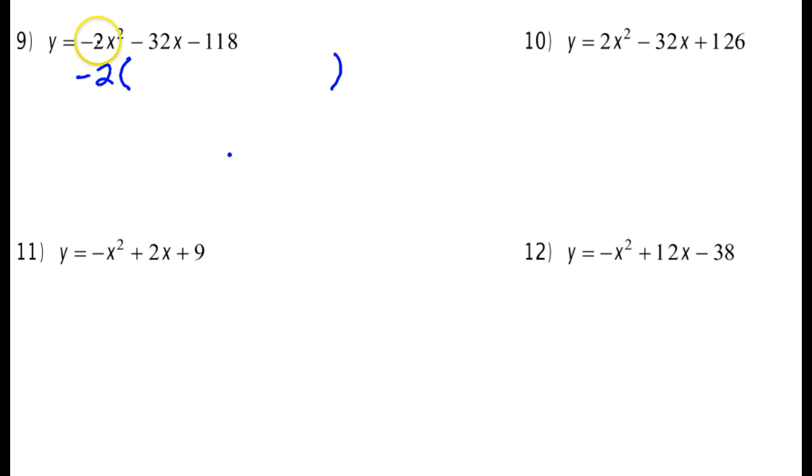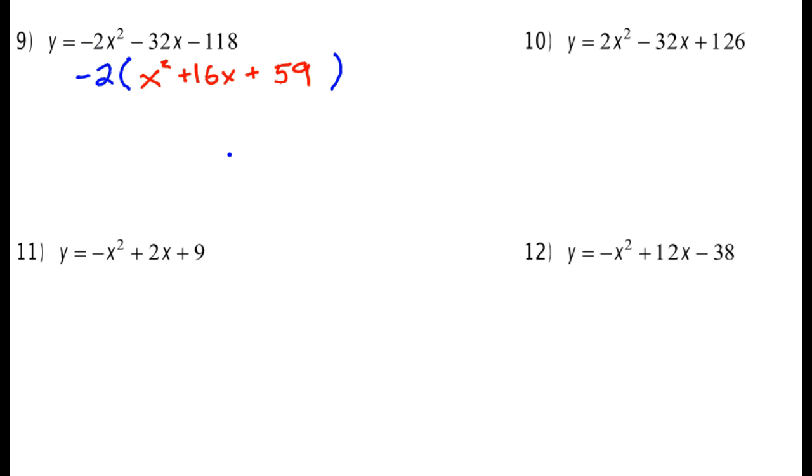That's the opposite, right? So we have to divide each of these by this factor, negative 2. So negative 2x squared divided by negative 2 is x squared. Right? Negative 32x divided by negative 2, positive 16x. And then negative 118 divided by negative 2, positive 54. Oh, never mind. Half of 100 is 50, half of 18 is 9, 50 plus 9.